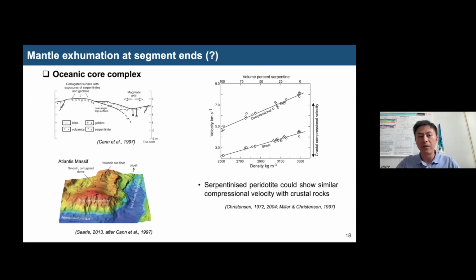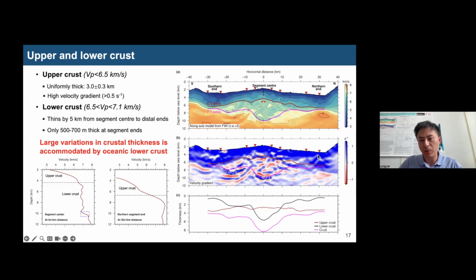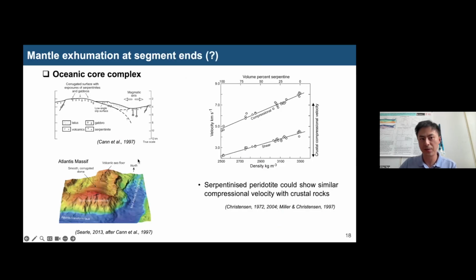So to interpret this velocity structure, we first consider whether the low velocity in the upper crust is a real magmatic upper crust, or whether it's because of the exposure of mantle rocks, or whether there is an oceanic core complex. We know that at slow spreading ridges, at the magma-starved portion of the ridge, the plate separation can be accommodated by low angle detachment faults, which can exhume the lower crustal gabbro or upper mantle to the seafloor and form this kind of smooth corrugated seafloor morphology, which is called an oceanic core complex.